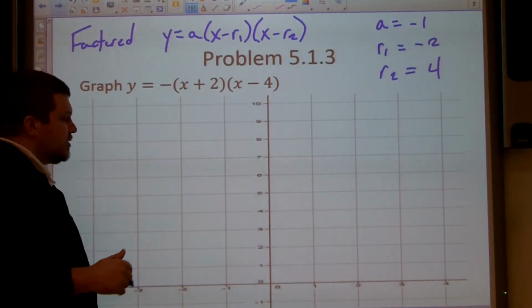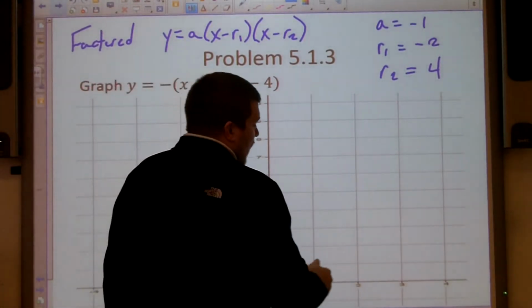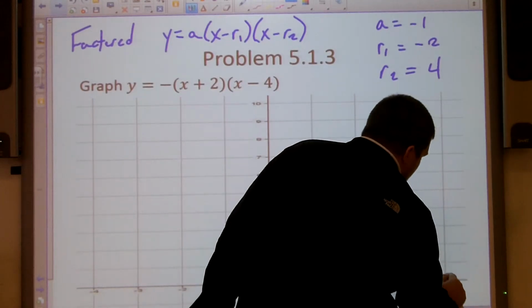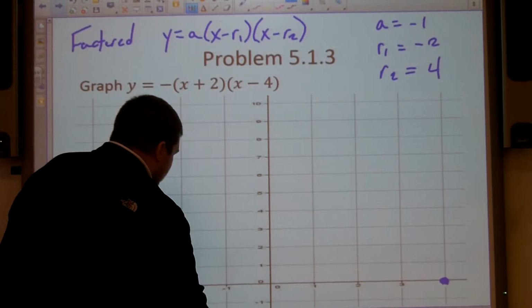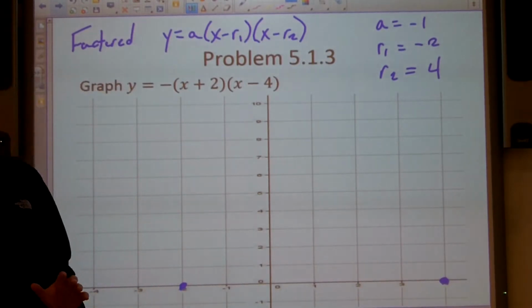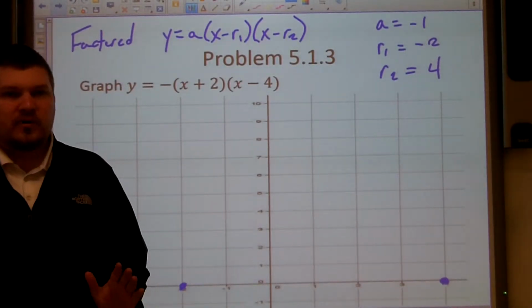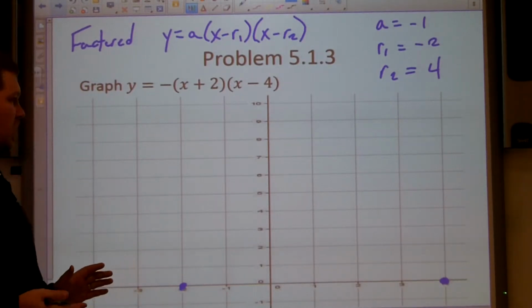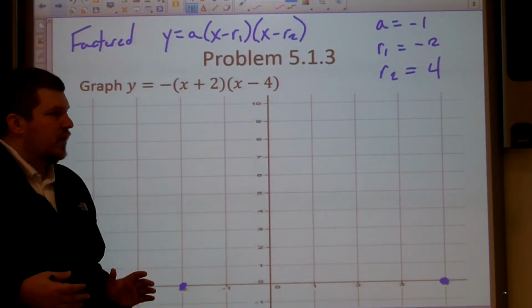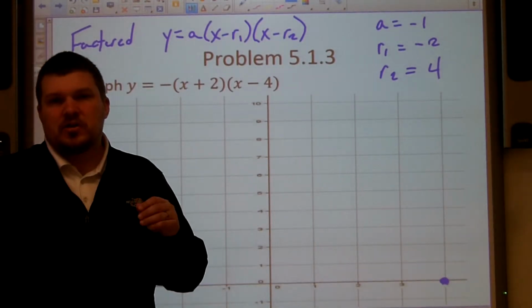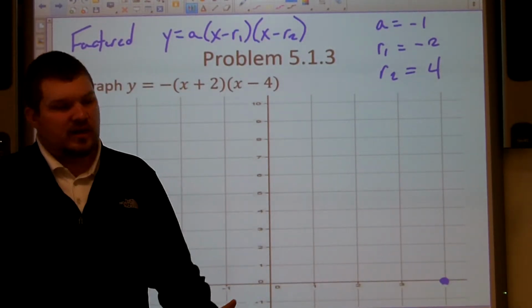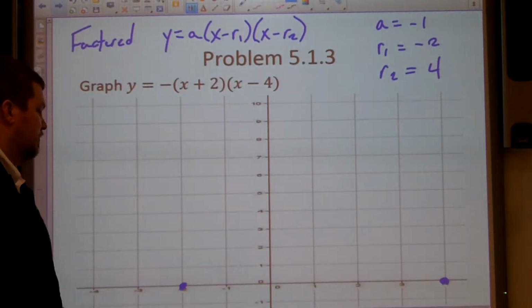Okay? Now remember, R1 and R2 are our x-intercepts. So let's go ahead and plot those. So I have an x-intercept at positive 4, and I have an x-intercept at negative 2. Well, notice I don't have any clue about where my vertex lives. But I need to go ahead and find that somehow. Also notice that a is negative, so we know this parabola is going to open down. It's going to be an upside down view.